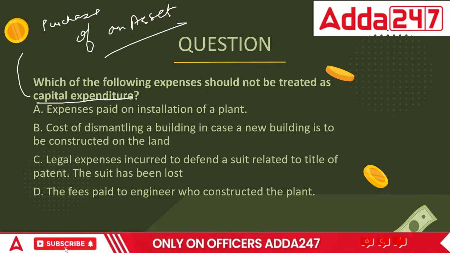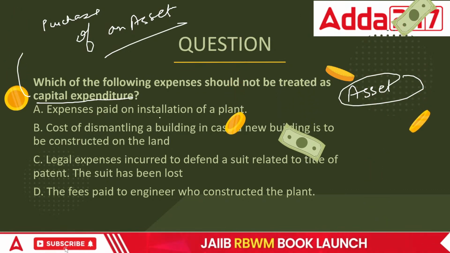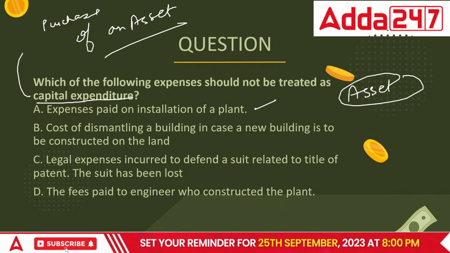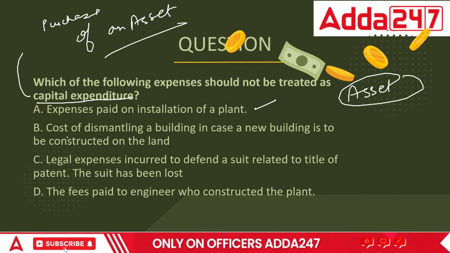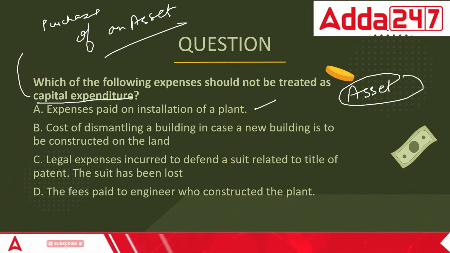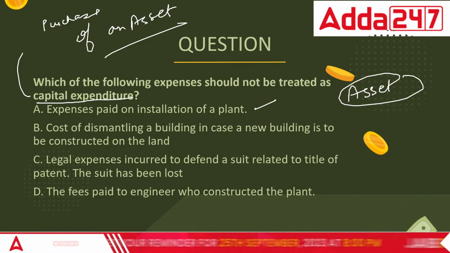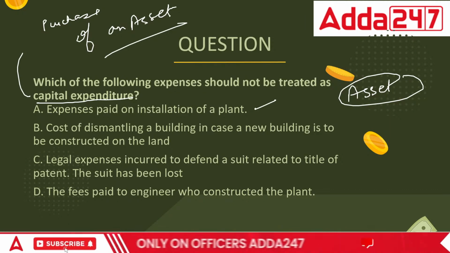To be very frank, just look at the point wherever it is related to the asset, wherever the asset is being built. In the first case, expenses paid on installation. This is positive. This is something which will help the organization to grow further. This is a capital expenditure. Capital expenditure means even a single penny that you spend in order to acquire an asset, to buy an asset, whatever we are doing, that is covered here.